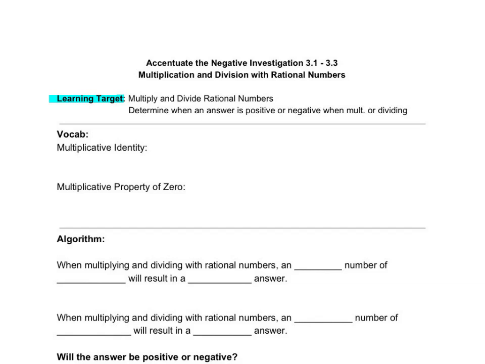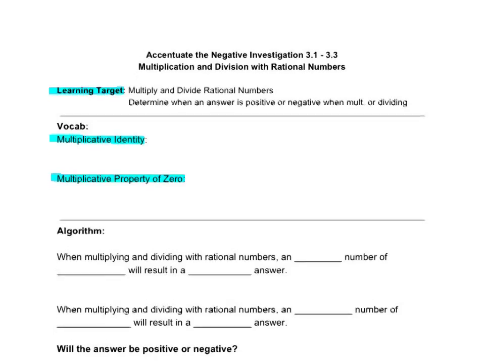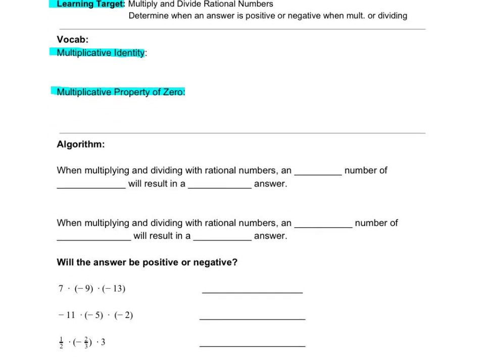Now if you look below, we have two vocab words. The first is multiplicative identity, and the second is the multiplicative property of 0. Now rather than write those out here, they're actually on the website page above the link to this video. So you could pause this video right now, or when you're done, just go back, look at those definitions, and jot them down on this note sheet. But for now, let's start with our algorithm.